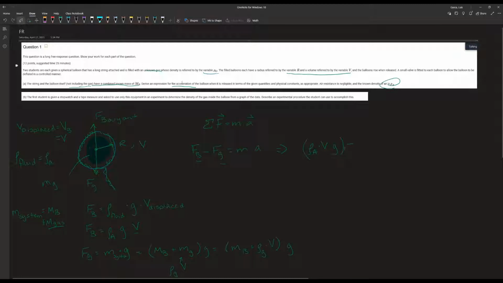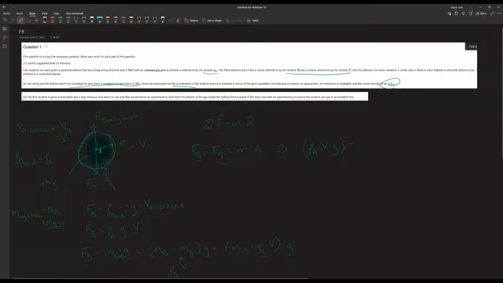And they want us to create an equation for the acceleration of the balloon when it is released in terms of the given quantities and physical constants as appropriate. And they tell us that we can ignore air resistance, but it does have a density of rho A. So let me know if you have any questions so far, but we're going to try to use Newton's second law here to get that acceleration.